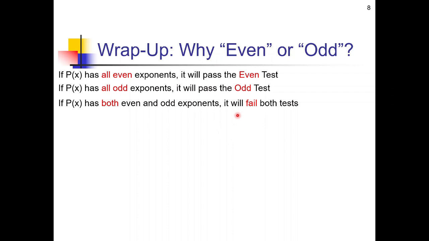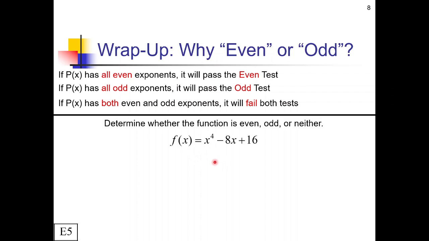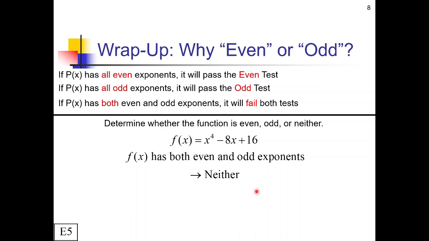So we can actually use this to make short work of some problems, at least if we're not required to show any work. With that in mind, here is an example. We want to determine this last one, whether this is even, odd, or neither. Pause the video and use whatever methodology you would like, other than graphing, to figure that out. Alright, so looking at our exponents, we see that we have both even and odd exponents. That means, by our reasoning up here, that f of x is neither even nor odd.